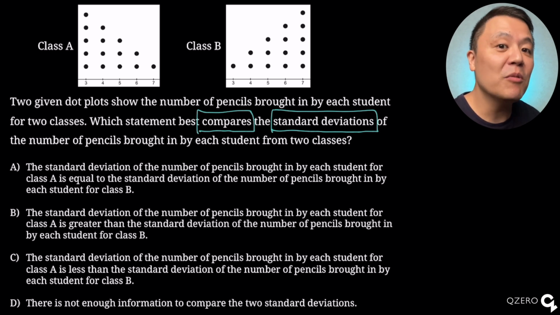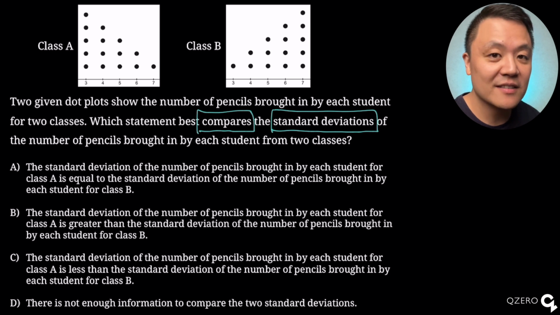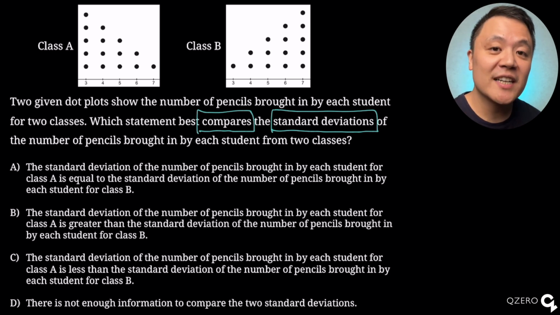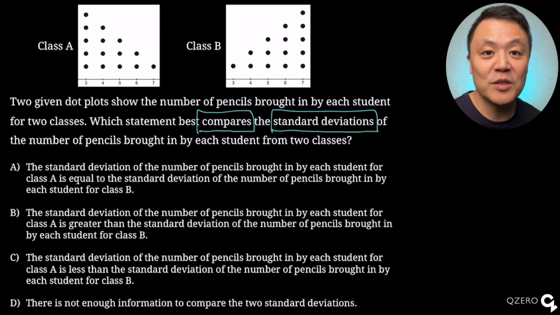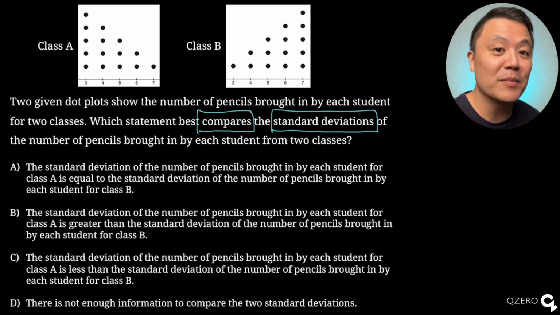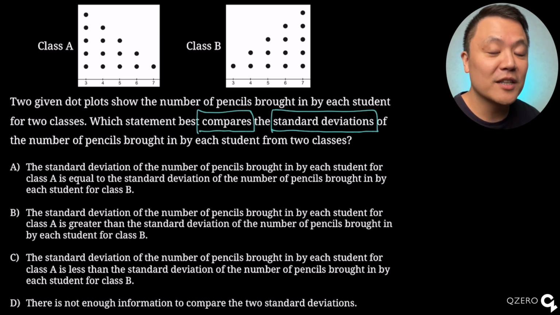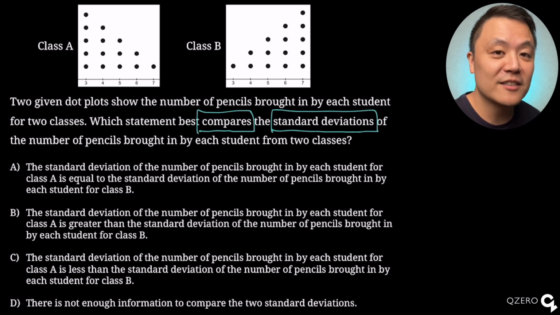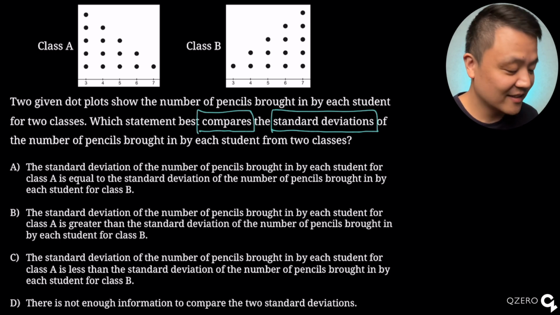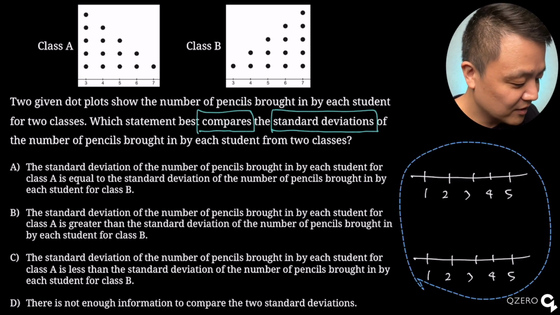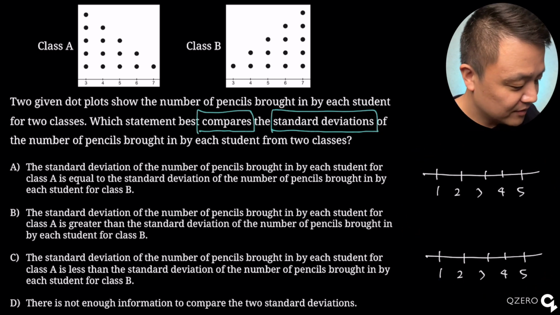But what they do ask is comparison. So this type of question, they usually give you two data sets and just ask you which data set has a bigger or smaller standard deviation, or something similar to that. As long as you're able to figure out which data set has a bigger or smaller standard deviation, you're totally fine. Okay, let me give you a pretty simple example.